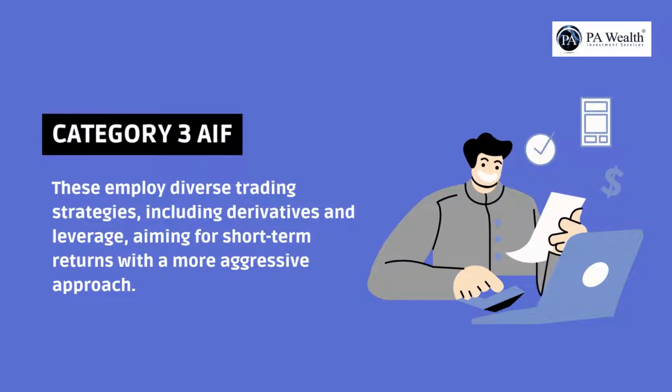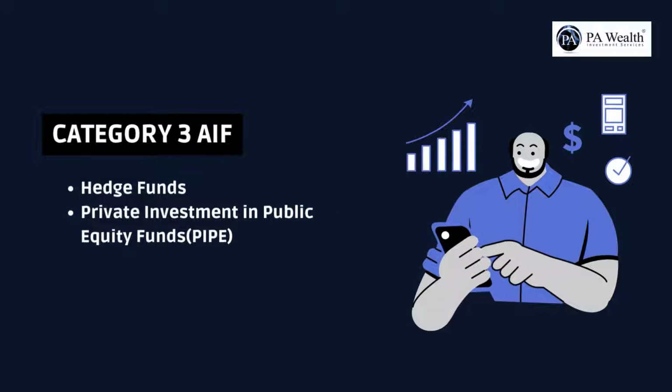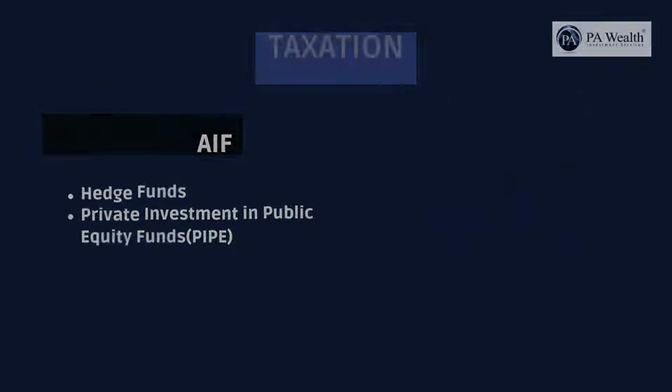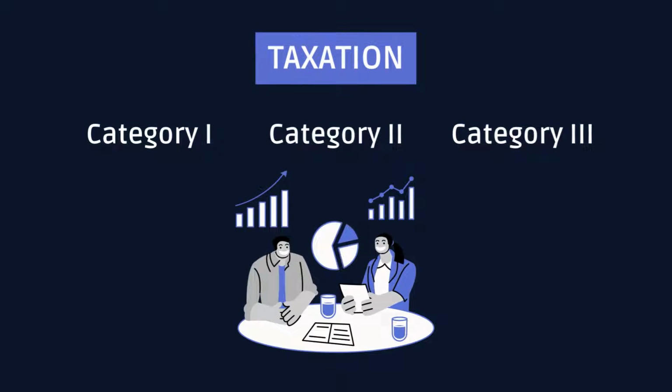Lastly, Category 3 AIF employ diverse trading strategies, including derivatives and leverage, aiming for short-term returns with a more aggressive approach. Hedge funds and private investment in public equity funds are examples of Category 3 AIF. Now, let's talk about the taxation of AIF.